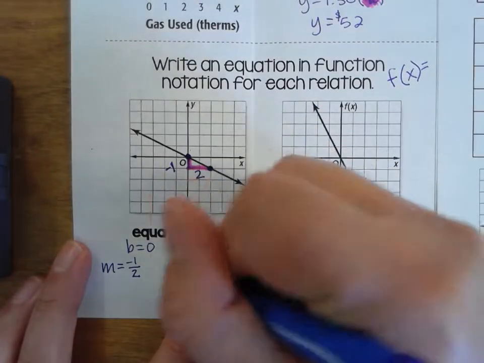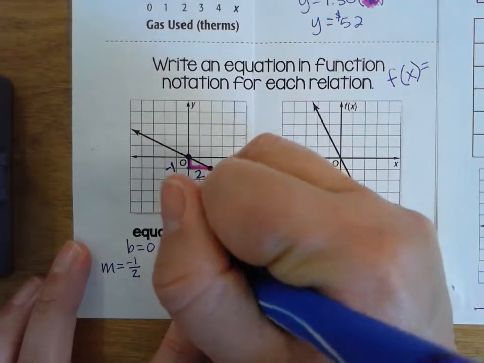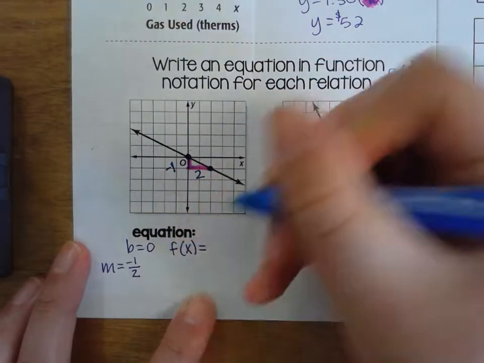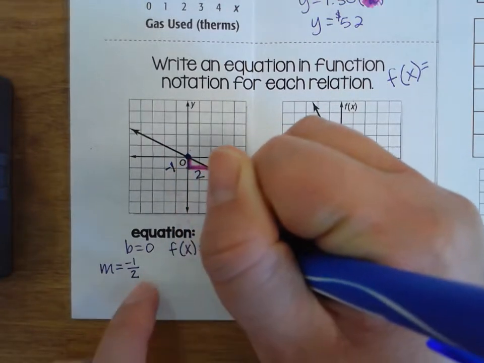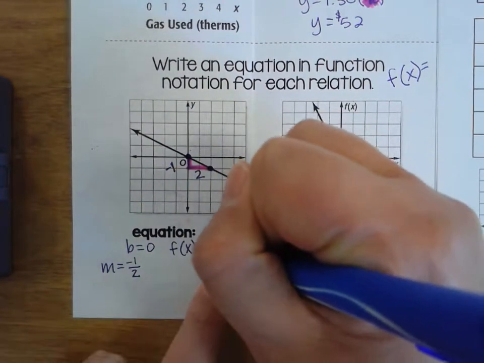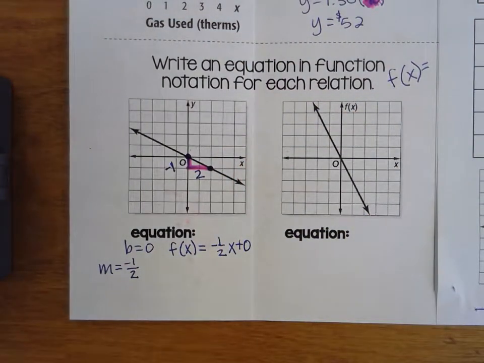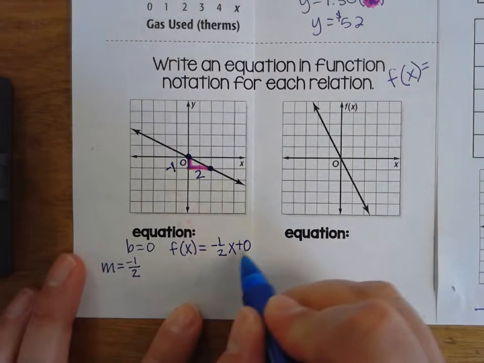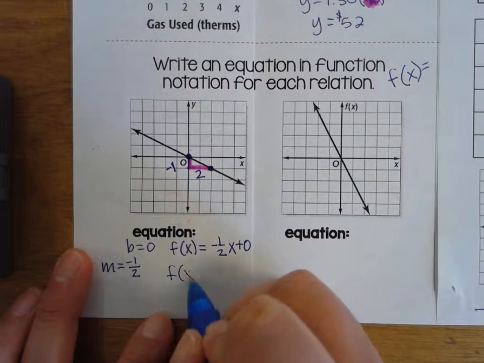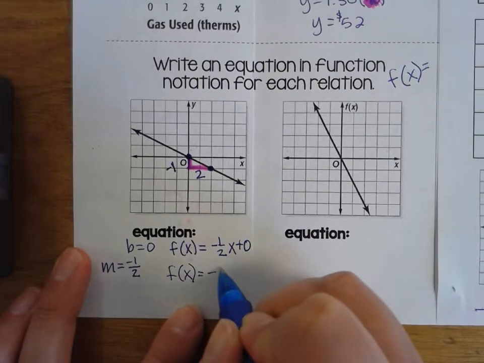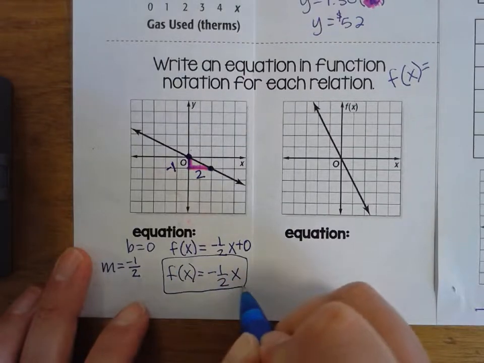This time I'm using f of x instead of y, and we're going to say f of x is equal to -1/2, and because -1/2 is my slope, I put the x after it, and then I can put +0 since that was my intercept. But if I want to simplify that, which would be really important to do, I'd say f of x is equal to just the -1/2 x, and I can leave it alone from that point.